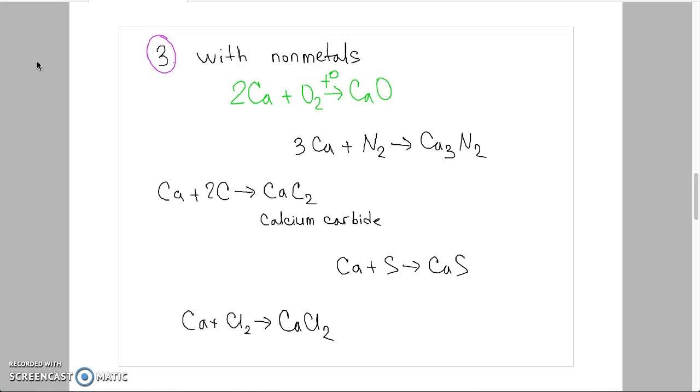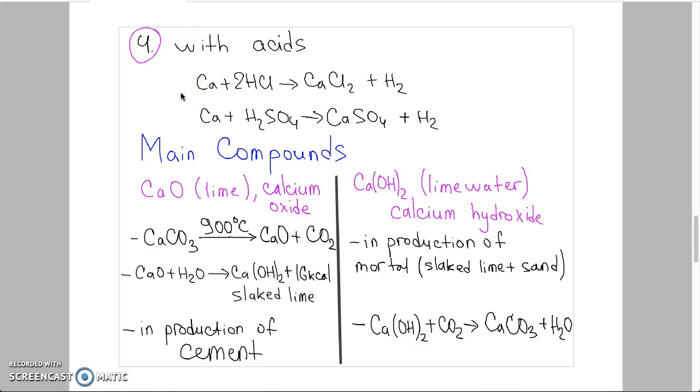Calcium reacts with nonmetals, as is shown in the reactions below. Strong heating is required to make calcium burn, as you can see here in this reaction. Calcium reacts with diluted hydrochloric acid to give calcium chloride and hydrogen gas. Calcium also reacts with diluted sulfuric acid to give calcium sulfate and hydrogen gas released.